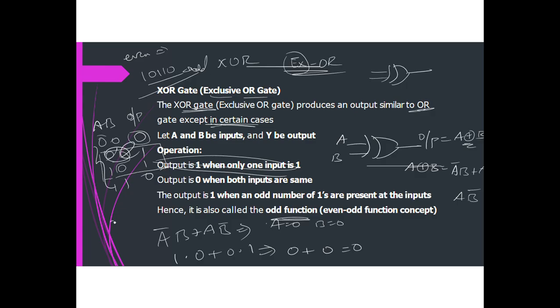So here you can see 0 1 contains only one 1, and 1 0 also contains only one 1. Only one high input, here also one high input. Then only your output is going to be 1. That's why it is also called an odd function. So the XOR gate is also called an odd function.